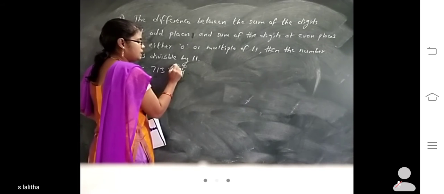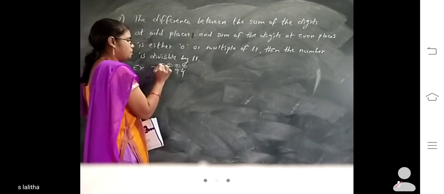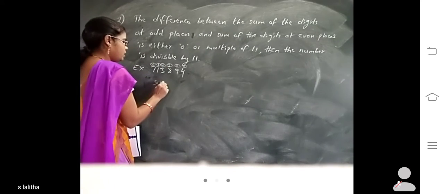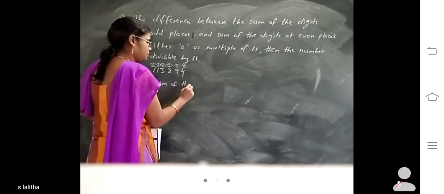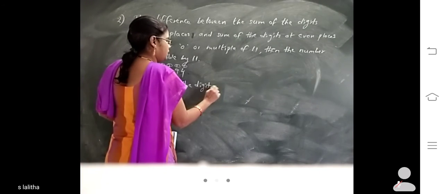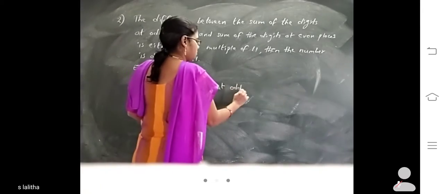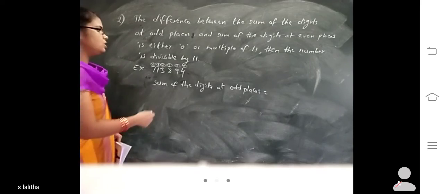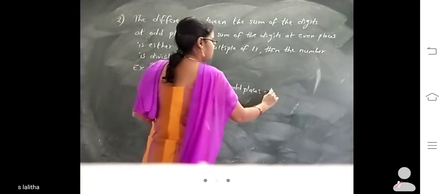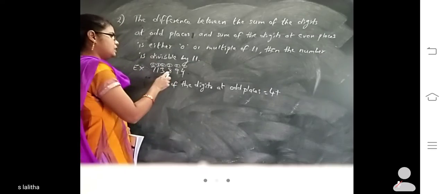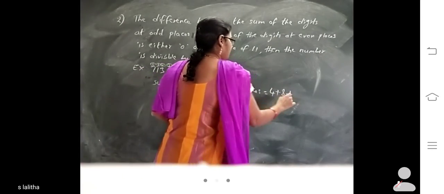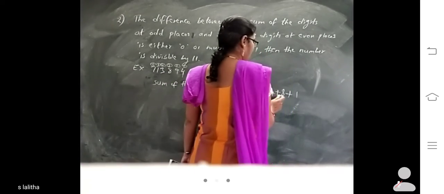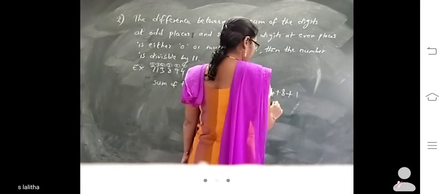First place, second place, third place, fourth place, fifth place, sixth place. Okay? Sum of the digits at odd places. What are those? First place is 4 plus third place is 8 plus fifth place is 1. 4 plus 8 is 12, plus 1 is 13.